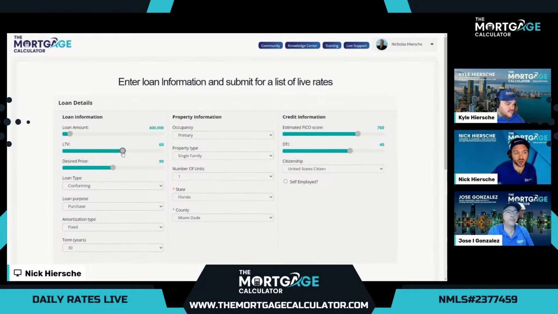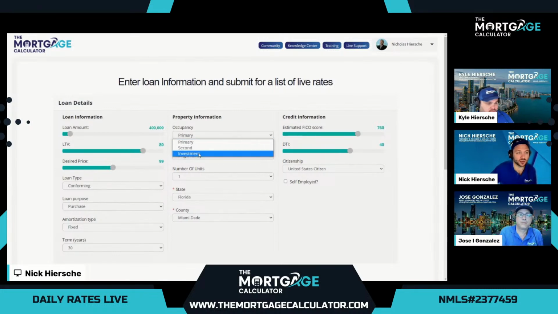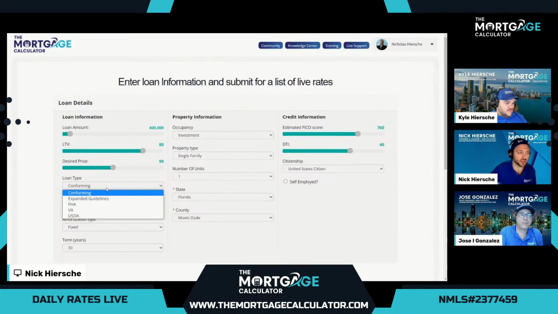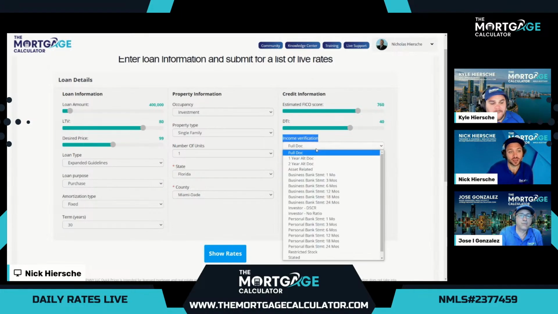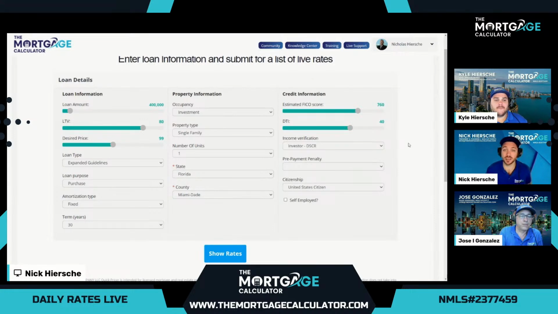So let's go into our final example today. Set the 80% loan to value, set investment property, and we will set our expanded guidelines, aka non-QM here. And for investment properties, we have 2 new variables that pop up. First, we will select our income verification. The most popular income verification method for investment properties by far is going to be our DSCR options, and that's because it does not require any income or employment from the borrower.